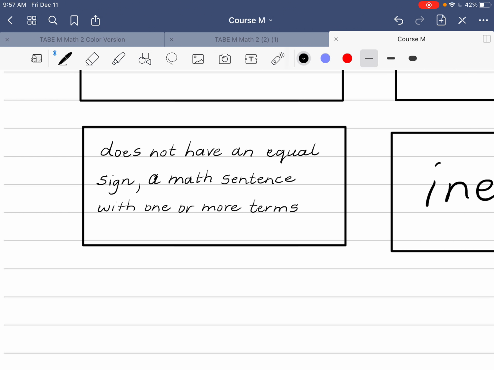And let me give you an example or two of an expression. And then we're going to define that word terms next. Oh, one other thing about expressions. They can't be solved. You don't solve an expression. You simplify an expression.